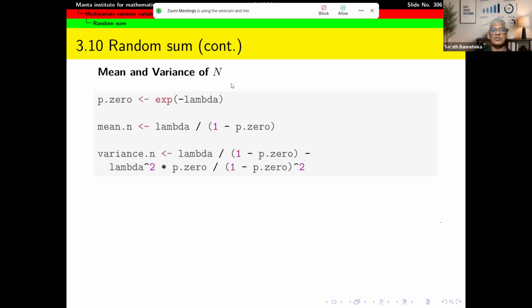So these are the mean and variance of N, not the mean and variance of S. I felt like I said S. That's why I said it's a mistake. But anyway, these are the mean and variance of N, which we derived earlier. We need this one to get the variance of S theoretical values.